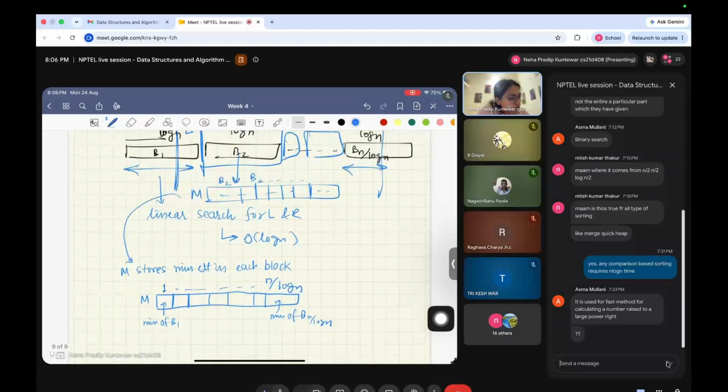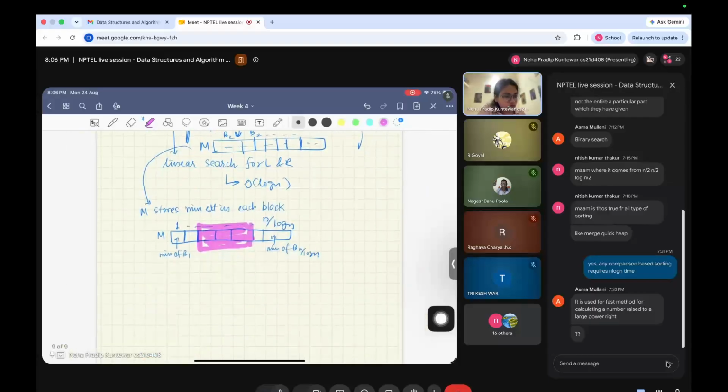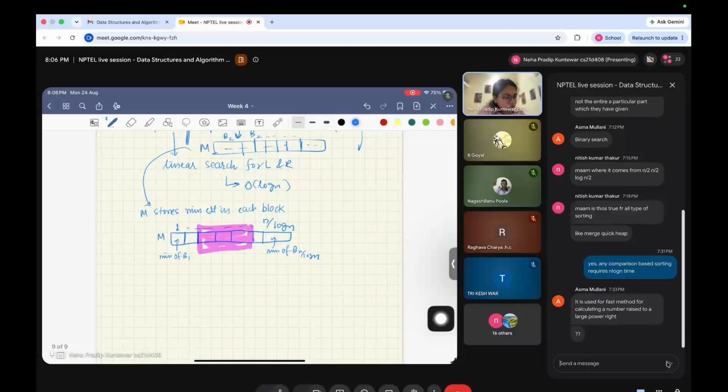Now what happens is, when you look at your L and you look at your R, you are looking at a series of blocks that lie here. So let us say that these are the blocks in between. Is that making sense? Actually, this is not that clear.